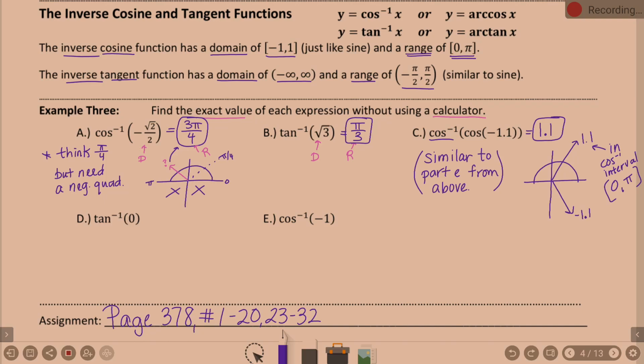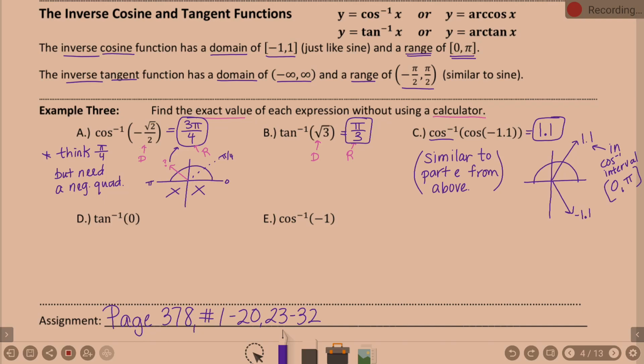Now, if you don't believe me, you could plug this into your calculator and check yourself. It's going to pop out the 1.1. That's a toughie, but let's look at D and E real quick. Part D and part E, that is.